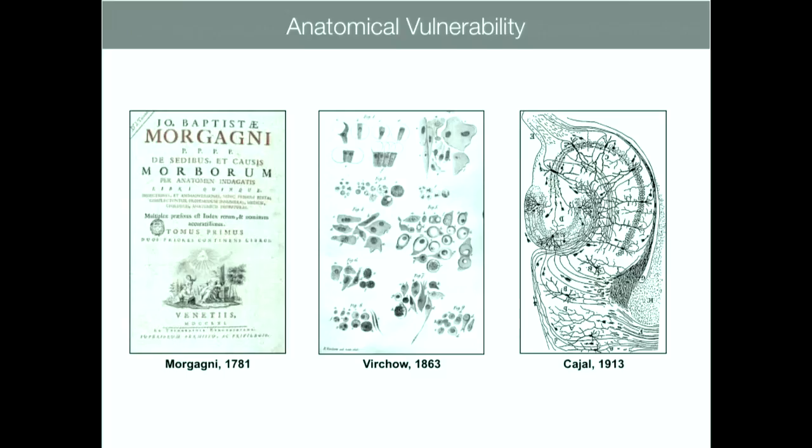So the anatomical vulnerability in the title reflects this somewhat obvious idea that one way to understand, diagnose, and treat any disorder is to localize where in the body the problem resides. Now that seems so obvious as to be an internal idea, but it's actually relatively new in the annals of medicine, certainly Western medicine, which of course began in Greece.